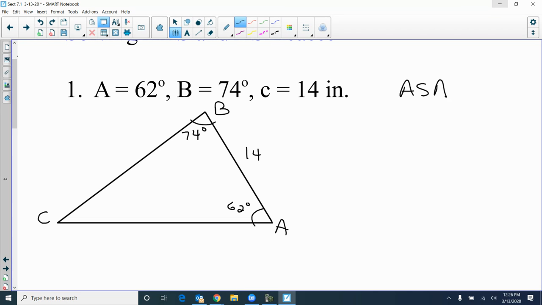Now, for all of these, you've got to find any missing angles and any missing sides, so anything that is not known. So I've got to find side A, I've got to find side B, and I've got to find angle C. Well, angle C is not that hard to find, because the three angles have to add up to 180.